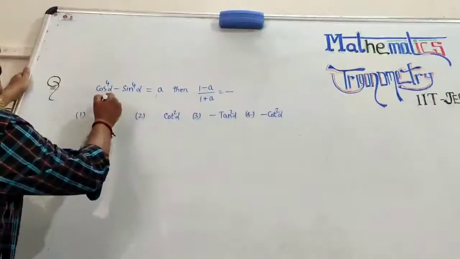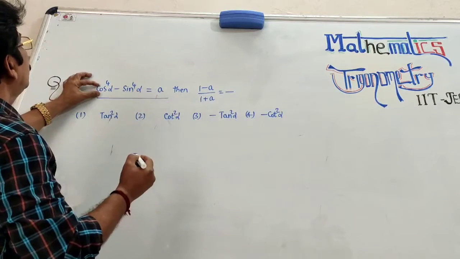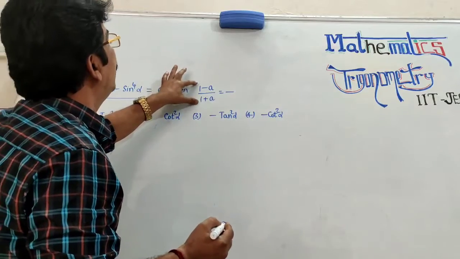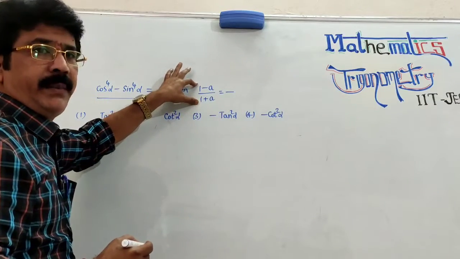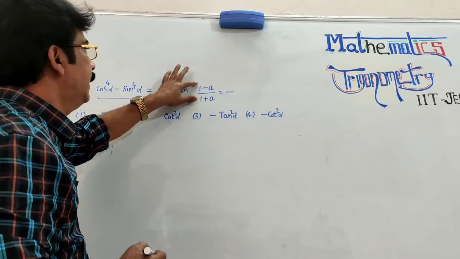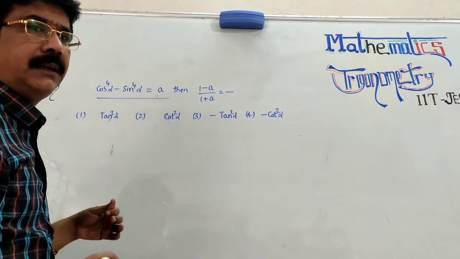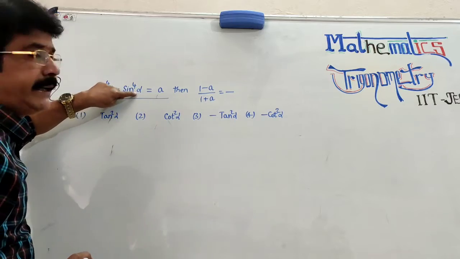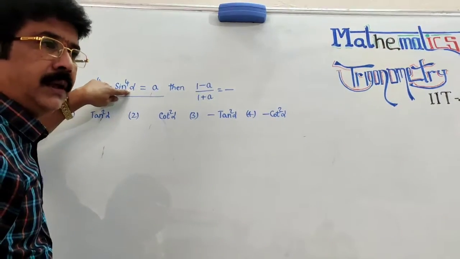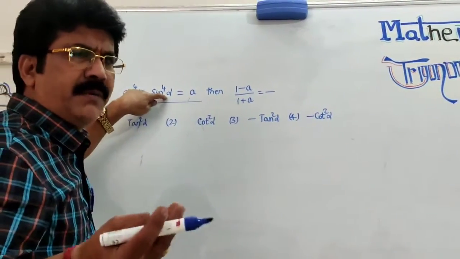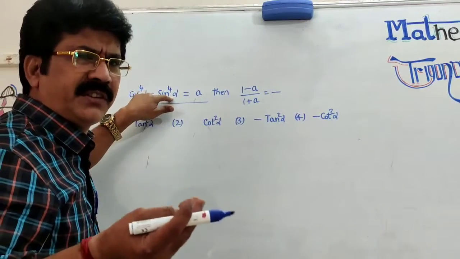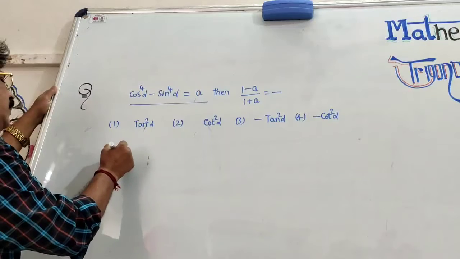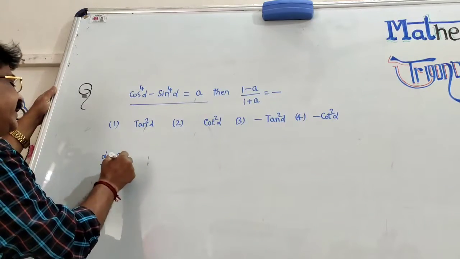Next problem. Small a equal to cos to the power of 4 alpha minus sin to the power of 4 alpha. Then what is the value of 1 minus a divided by 1 plus a? Here, the direct method is the long method. That's why we have to take the shortcut. Here, he didn't give any condition for alpha. That's why we take simple values of alpha: 0, 90, 45, 60, etc. So I am taking alpha equal to 90 degrees.